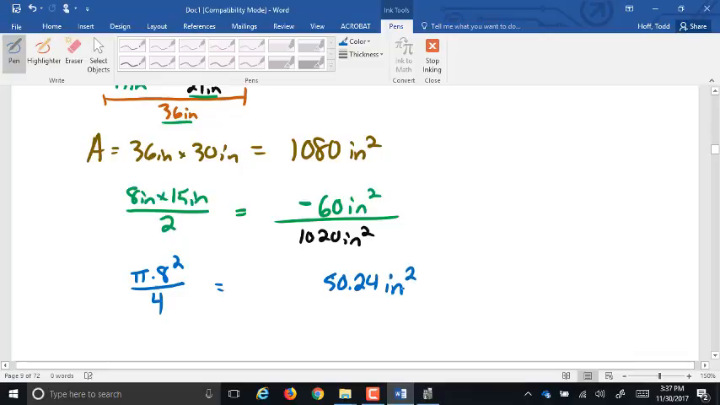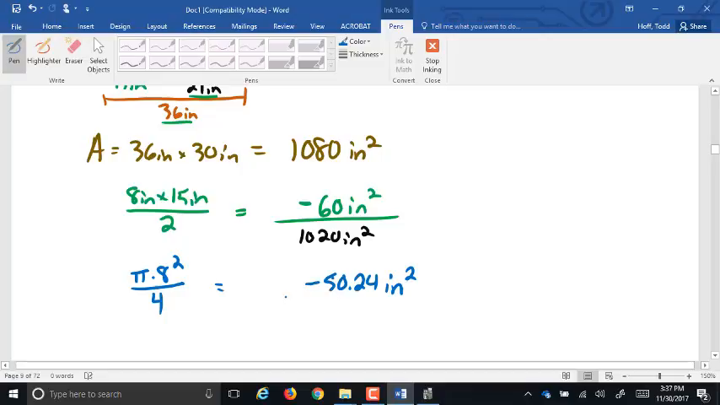Now I believe MyMathLab always asks you to use 3.14 for pi. There is a pi key on your calculator. You'll notice when I'm calculating these, I'm using 3.14 in my head as pi. But if you use the pi key on your calculator, they come out to like 50.26. So be aware of that as you're doing MyMathLab, and make sure you know what it wants you to use for pi.